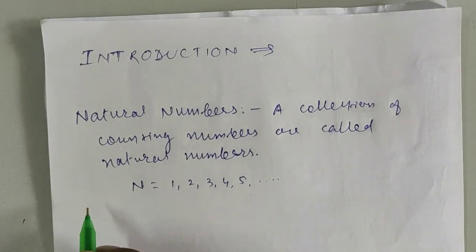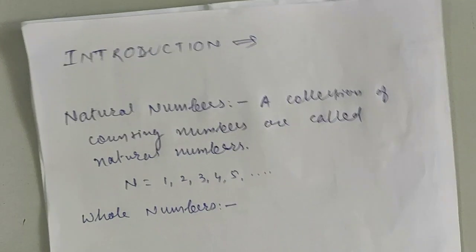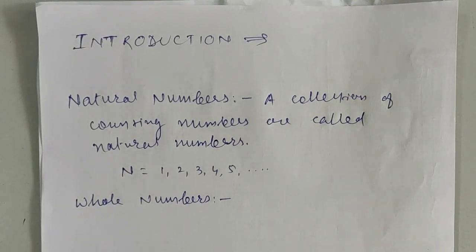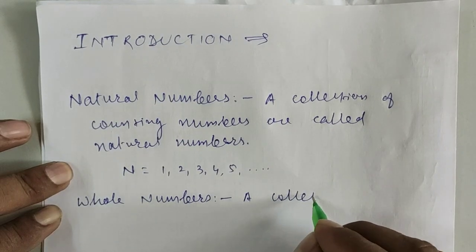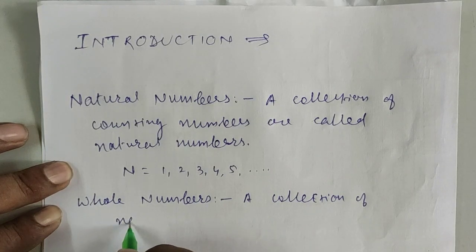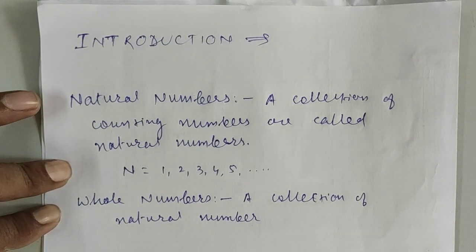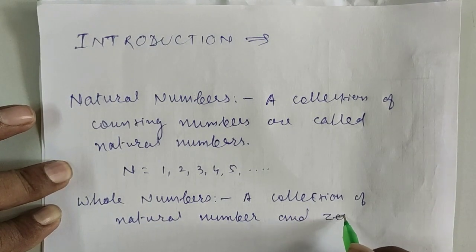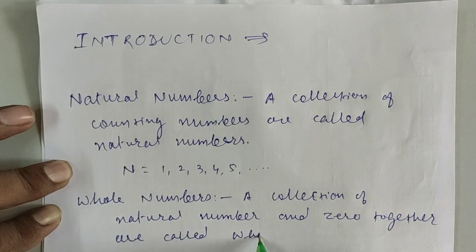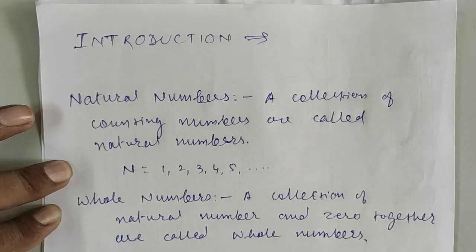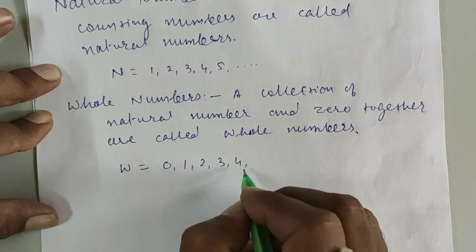Okay, now the second term is whole numbers. A collection of counting numbers, that is natural numbers, and 0 together are called whole numbers, which is denoted by capital W equals 0, 1, 2, 3, 4, and so on.